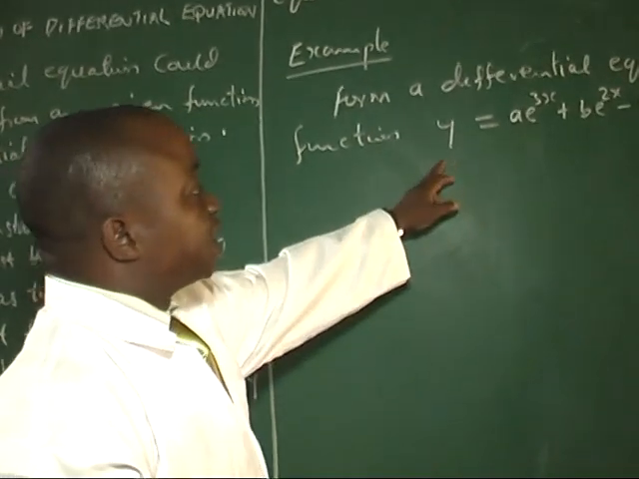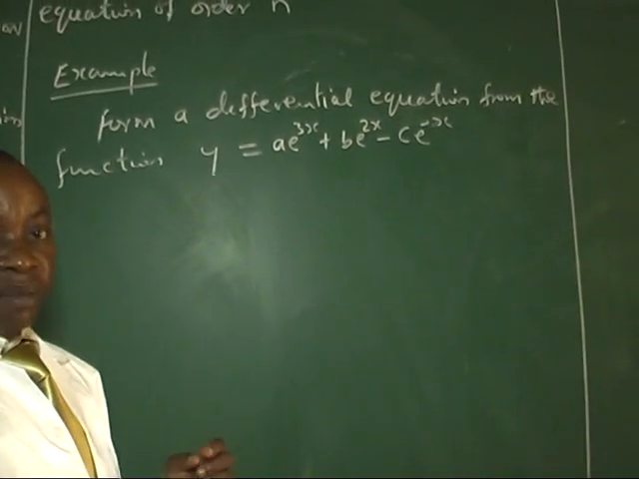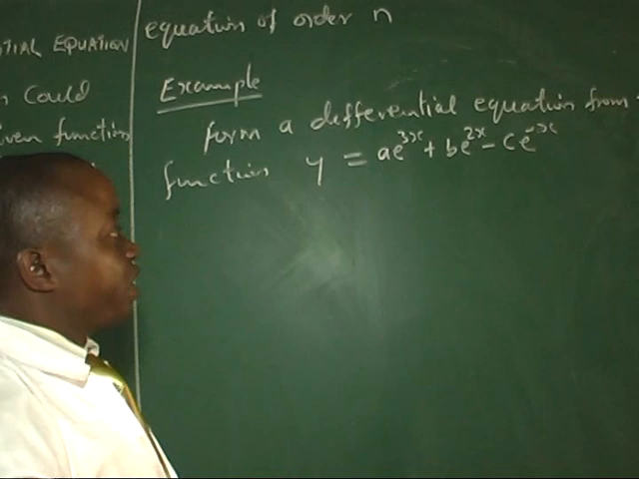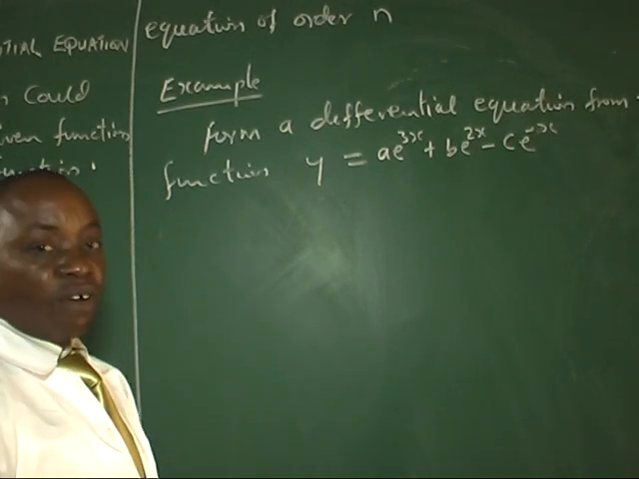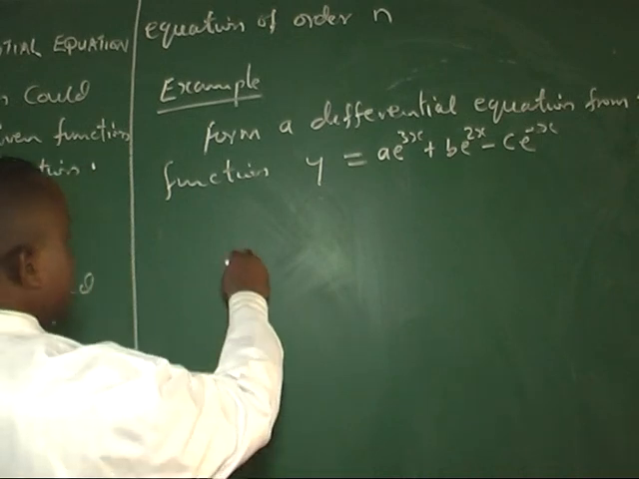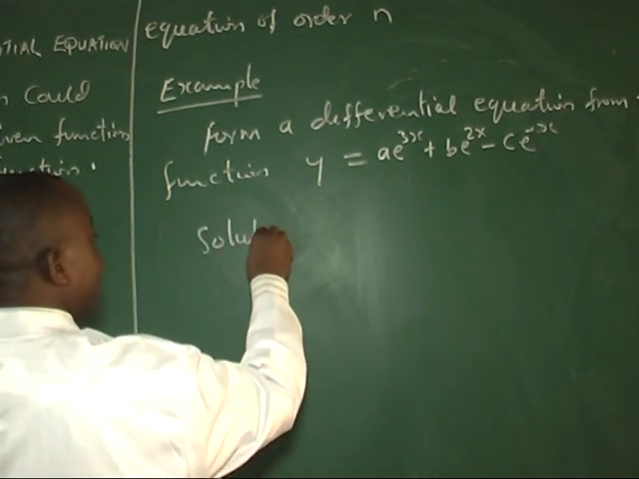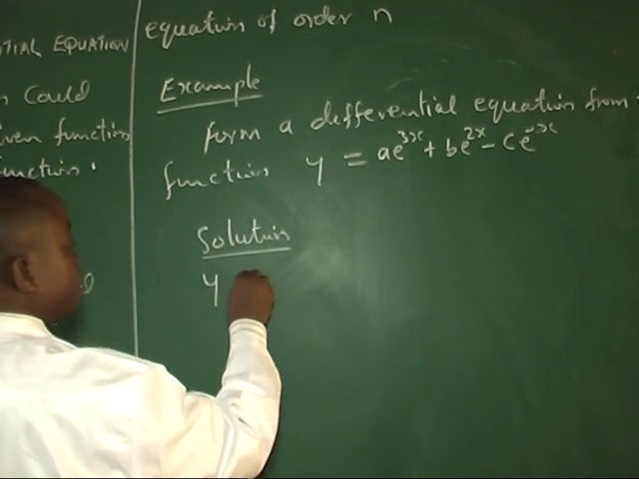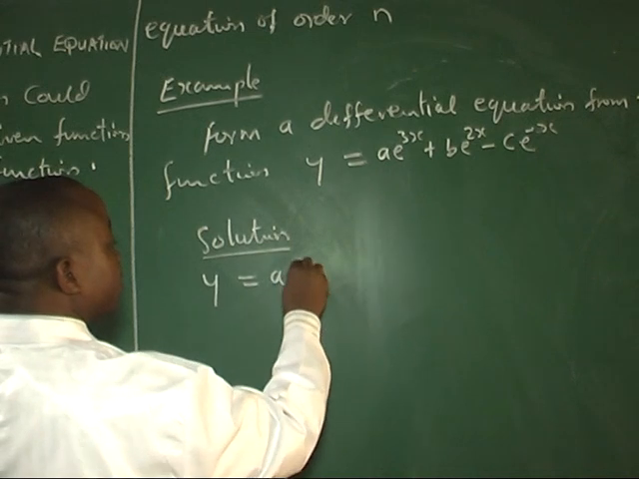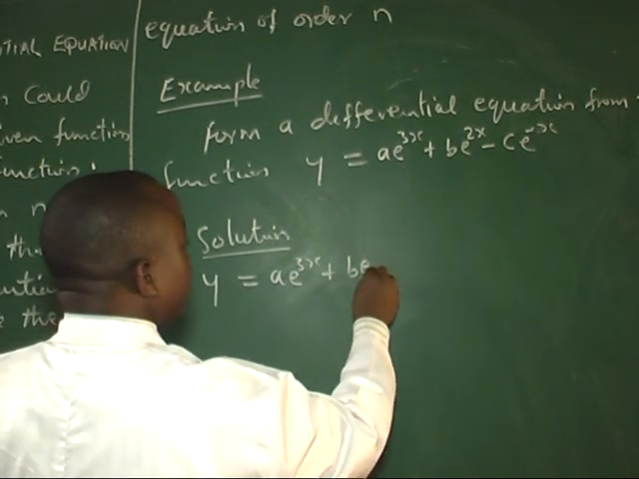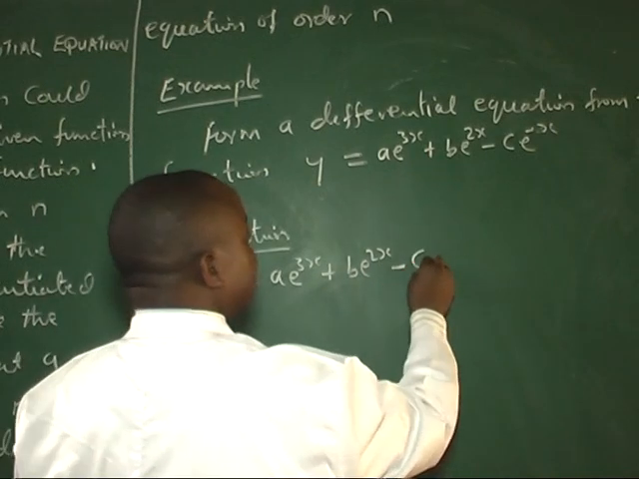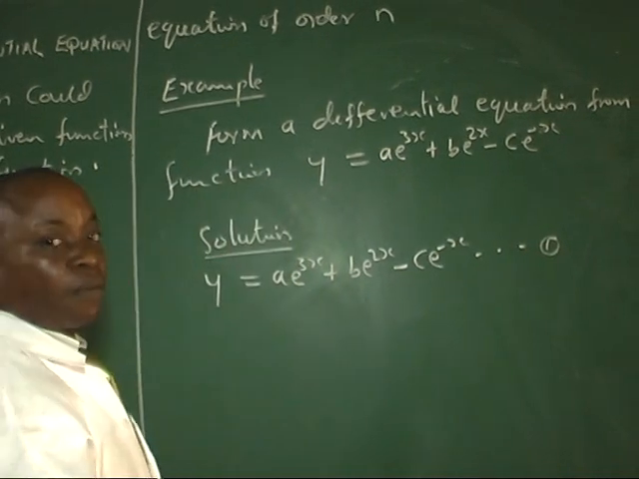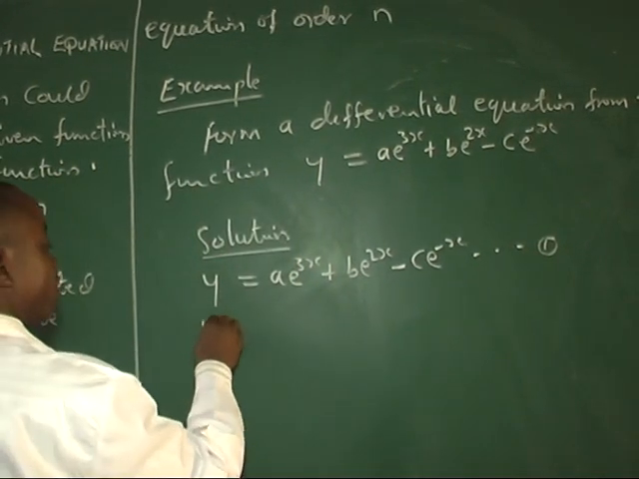Now, we see that this function contains 3 arbitrary constants, that is a, b, and c. And so we expect a differential equation of order 3. Now let's take the solution and see how we can form a differential equation from this given function. The function is y = a e^(3x) + b e^(2x) - c e^(-x). Call this equation 1.